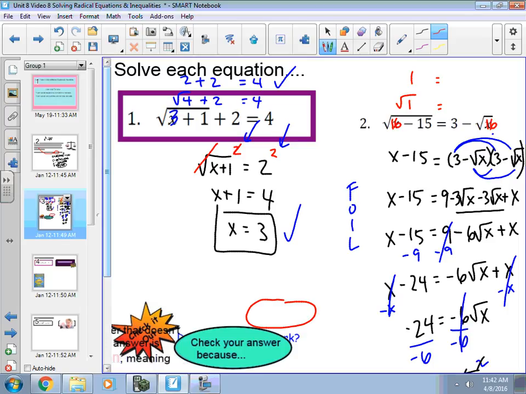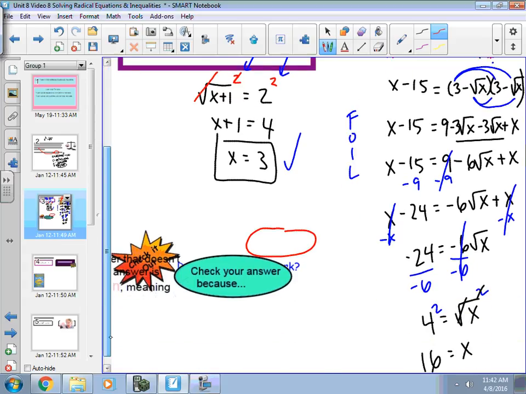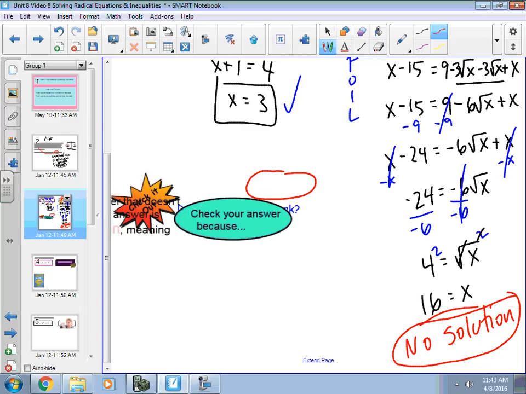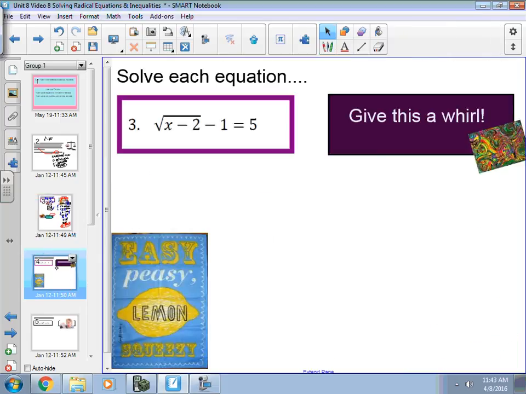Well, here we got 3 minus square root of 16. That means we got 3 minus square root of 16 is 4. 3 minus 4 is negative 1. Does 1 equal negative 1? No, that does not work. This is an example of an extraneous solution. Even though we got 16 as our answer when we solved it, this one we would say has no solution, because we got 16 as an extraneous solution here. So that's why you should do a quick check when you're done, because that does happen occasionally.